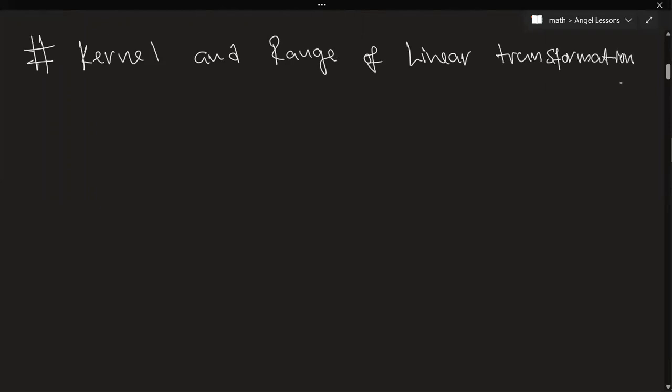So the kernel and the range of a linear transformation, that's what we want to discuss right now. So what is a kernel and what is a range?